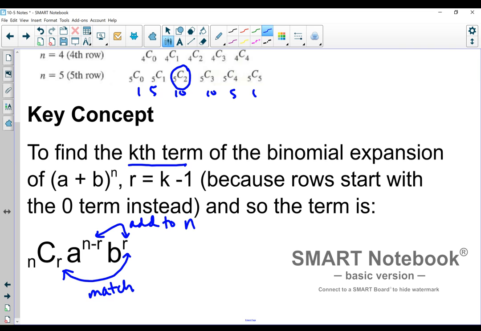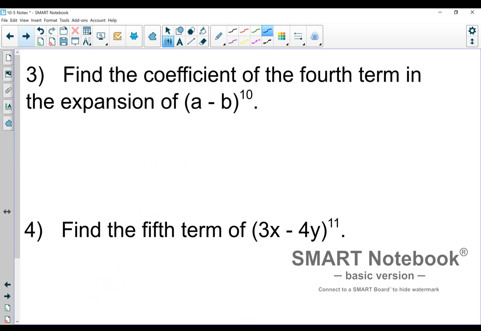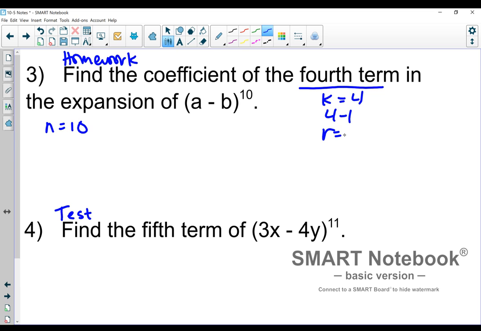So we're going to go through and see what this exactly means. Number 3 is worded like it will be on the homework. Number 4 is worded the way it will be on your test. I want to make that distinction here. For number 3, we want to find the coefficient of our fourth term. So this means that my n equals 10. And I know that if I want my fourth term, k equals 4, and so my r equals 4 minus 1. So my r equals 3.